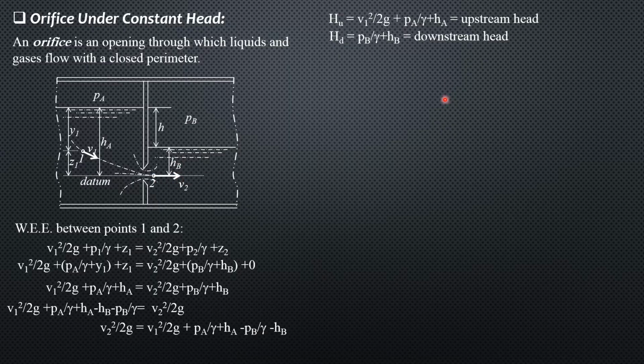That's the downstream head. So this is the theoretical velocity in general, from this equation here: square root of 2g times upstream head minus downstream head, where the downstream head is the quantity pressure head at B plus H_B.